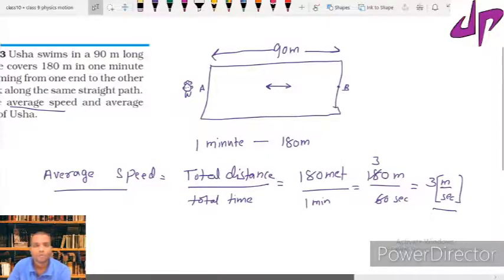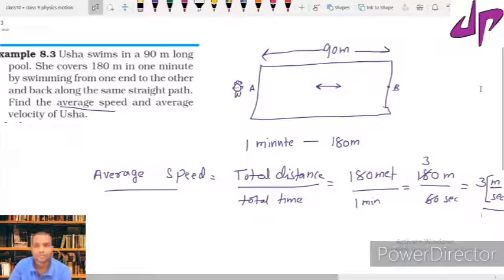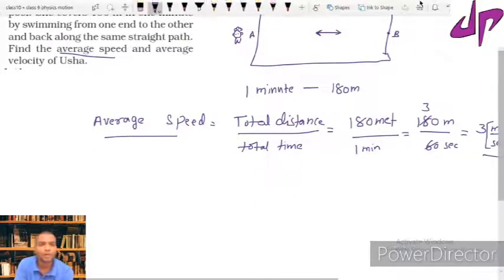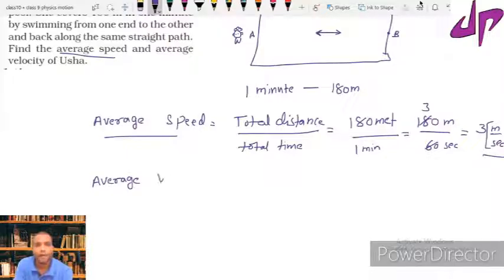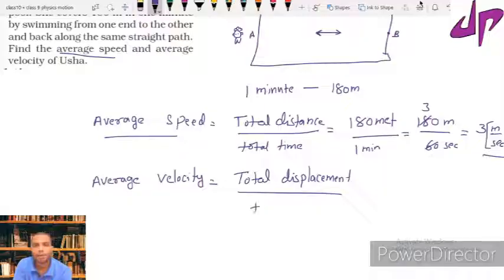In the same problem, we need to find the average velocity. Average velocity equals total displacement by total time. Now here I need to calculate the total displacement of Usha. According to the displacement definition, displacement is the shortest distance between the initial and final point.